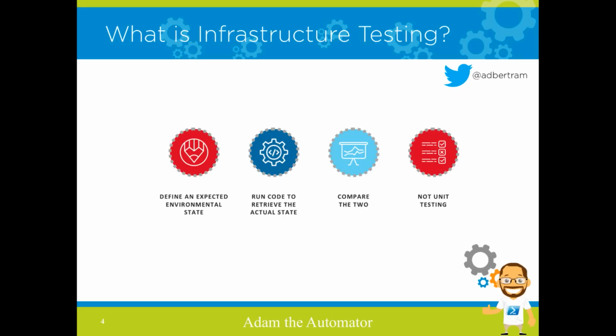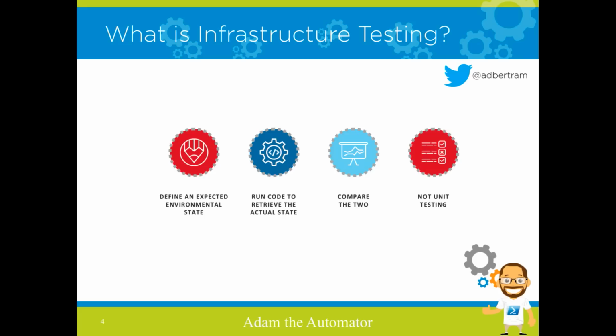Next, after we define what we want, that expected state, we actually run the code to retrieve the actual state. So this is the point where, instead of New-ADUser, we run Get-ADUser. At the first step, we do a lot of New, Set, Add, the create, update, and delete commands. So we do change a lot of things. In this phase, we do a lot of Get commands: Get-ADUser, Get-VM, Get-ChildItem. We gather up all that stuff. Once we do that, we just compare the two. We compare the actual versus what we were expecting.